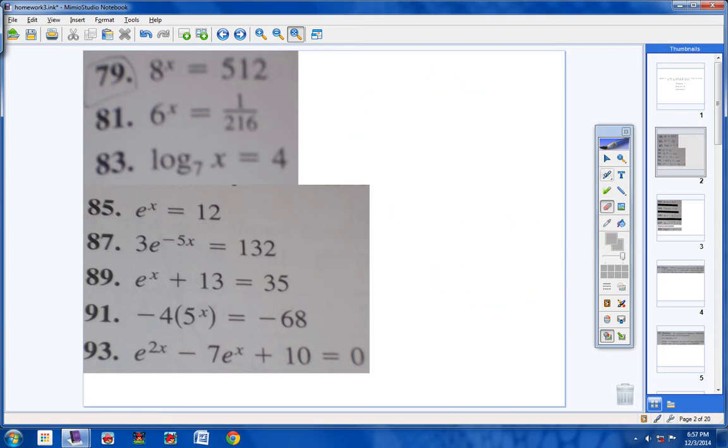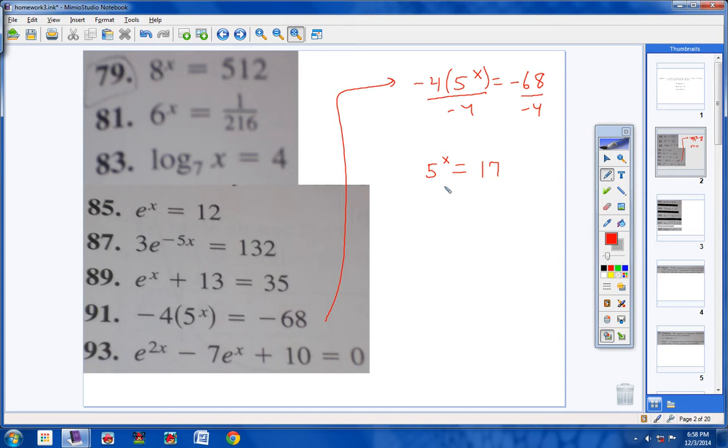Okay, number 91. Negative 4, 5 to the x power equals negative 68. Now first of all, I would like nothing more than to write both sides with the same base. But before I do that, I better get the base of my unknown by itself. Here's my unknown, and here's my base right here. So to get them isolated, I'm going to divide both sides by a negative 4. When I do that, I'm left with 5 to the x equals positive 17.